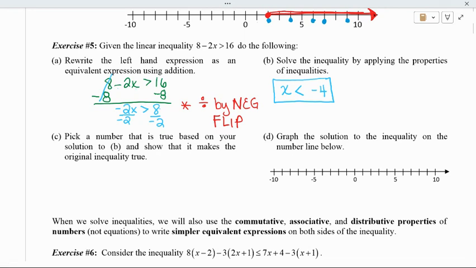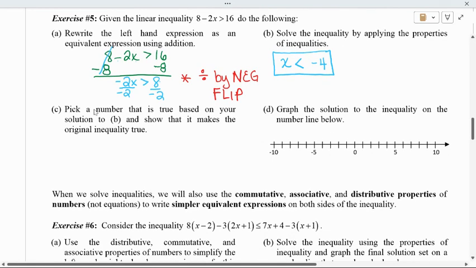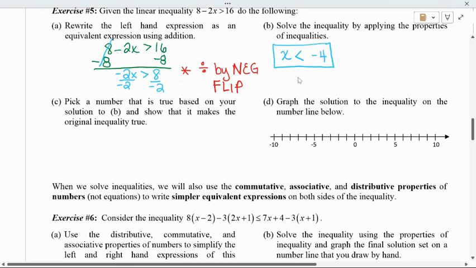So this says just pick any number. Let's just pick any number. We just want one number that would be true to this. So give me a number that's less than negative 4. Yes, sir. I'm going to use negative 6 because that's what Daniel said. So we're going to use the number negative 6, and we're going to plug it into our inequality. And we're plugging it into the original. And we're going to see if it works.